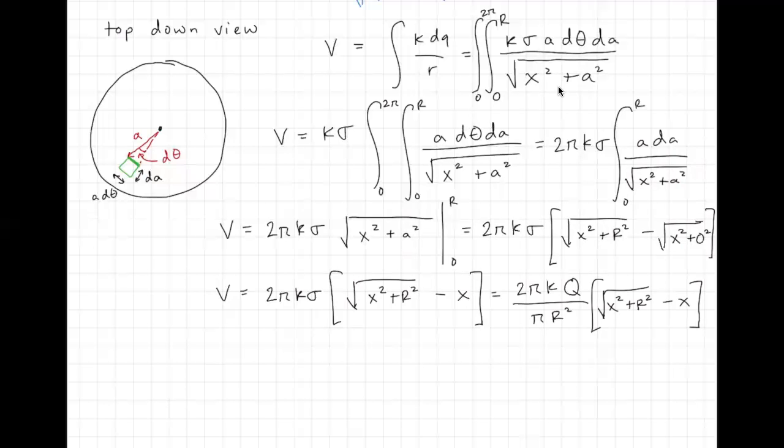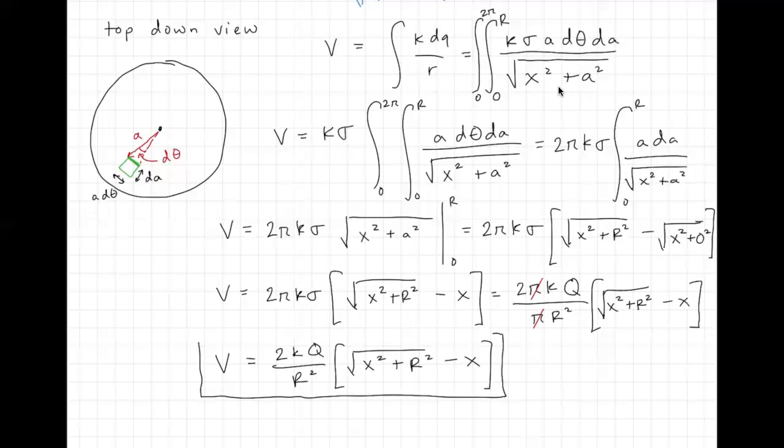Okay, that's kind of a cool result. Is there anything else to do there? I guess we can cancel a factor of pi, right? So we can cancel a factor of pi, and then write sort of a final form as 2kq over r squared times this square root stuff minus x. That's a result. And we can talk about the interpretation more if you'd like, but I'll just leave this result here for now, just as an example.